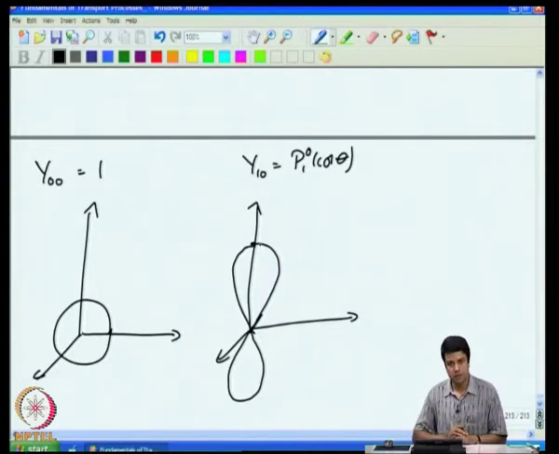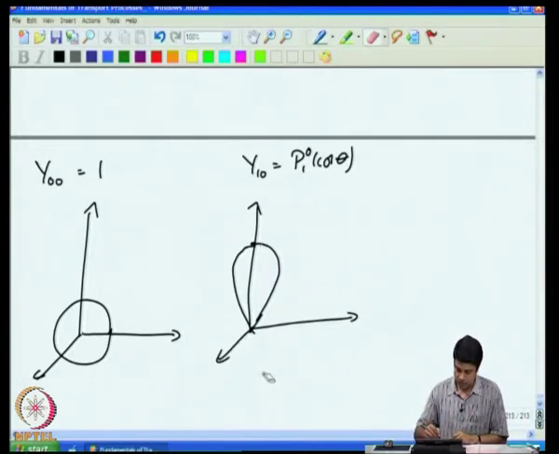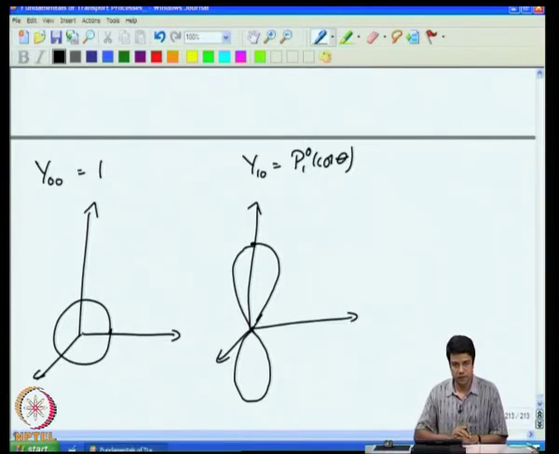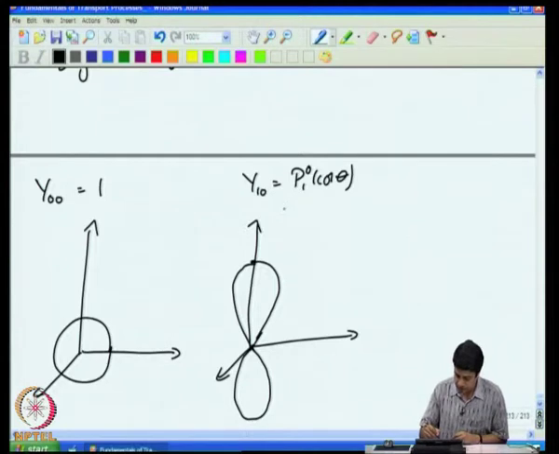It will be symmetric about the plane. A surface of constant value of this function will be a maximum at theta is equal to 0. It will have a negative minimum at theta is equal to pi, and it will be 0 exactly in the plane. So, this is just equal to cos theta.